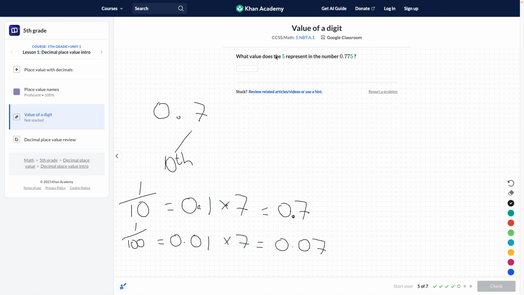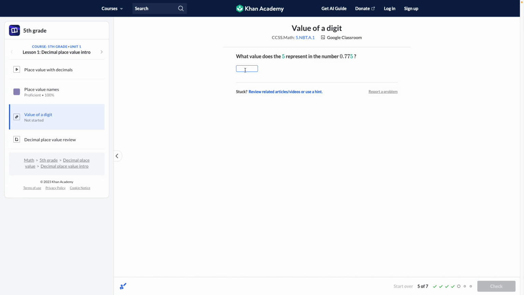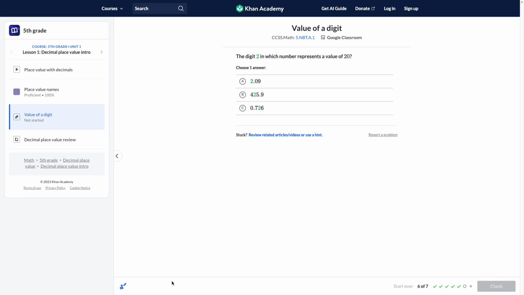And finally, what value does the 5 represent in it? Well, we've got 1 divided by 1,000 here, and times 5 is then going to be equal to 0.005. There's two places before the 5, so we now know that we can get rid of this and say 0.005 because we're in the thousandths, and we can say check and all correct.